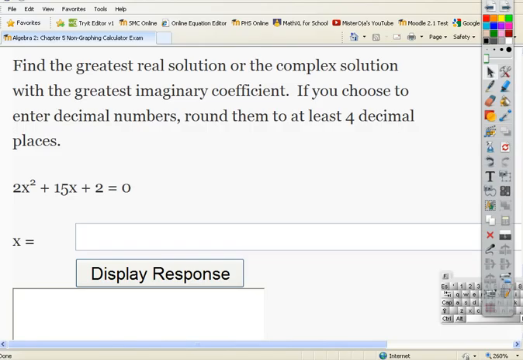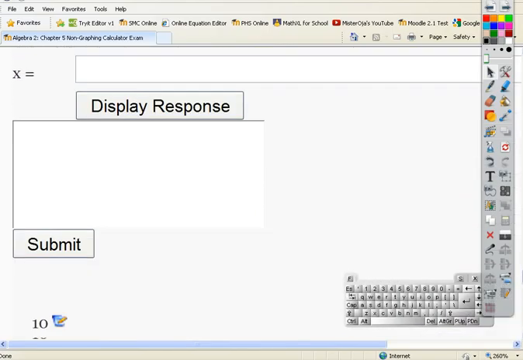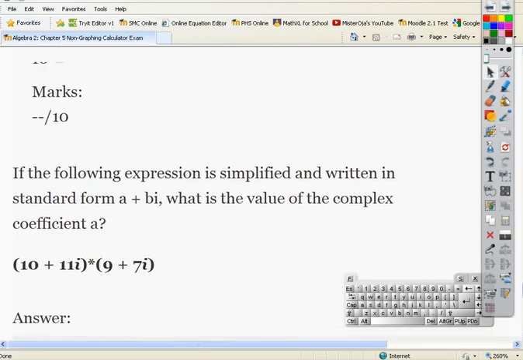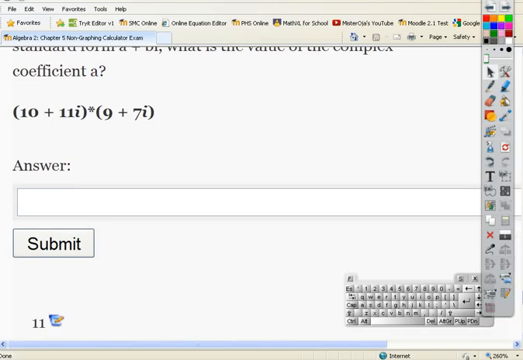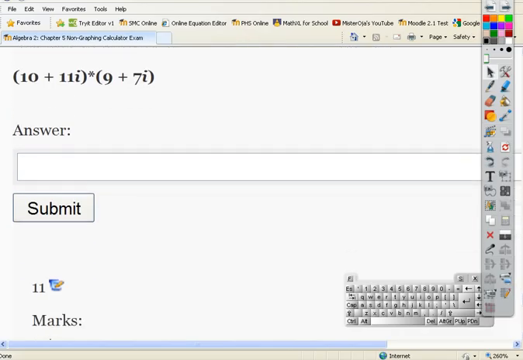Broadly speaking, I don't want specifics. Somebody tell me, what do I do when I'm multiplying complex numbers? Foil it out. Sure, you distribute. So I'm going to get first times first is what? 90. Outer, 99. Inside, and then the last. What's i squared? Negative 1. So that's just going to make that a minus 77, isn't it?